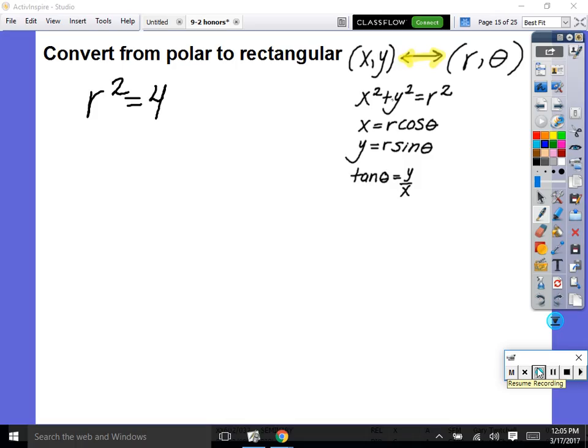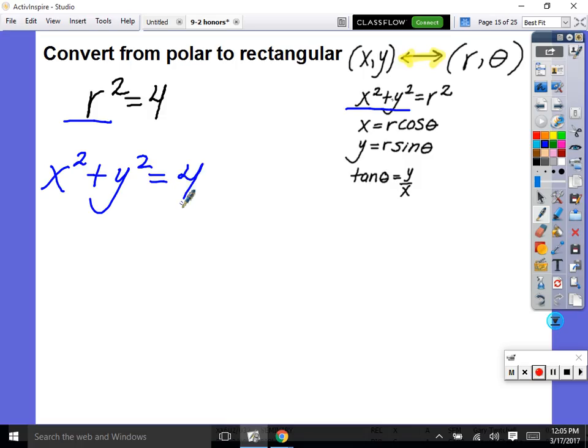So r squared, you'd say, I need it to be in terms of x and y if we're going from polar to rectangular. So isn't that the same thing as x squared plus y squared? Yeah. So this in rectangular coordinates would be x squared plus y squared equals 4. So then isn't it true to say that's a circle with a radius equal to 2? Isn't that a circle equation? And a radius of 2. So we converted. Questions on that? Pretty straightforward.